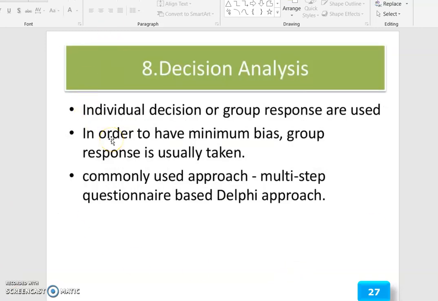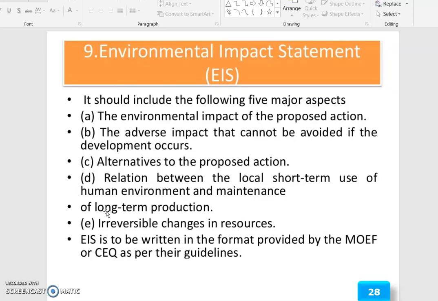Then eighth one is the decision analysis. Individual decision or group response are used in order to have minimum bias. Group response is usually taken. Commonly used approach: multi-step questionnaire-based Delphi approaches.